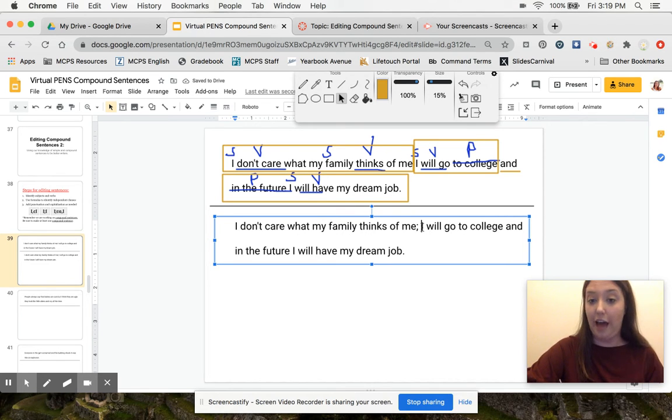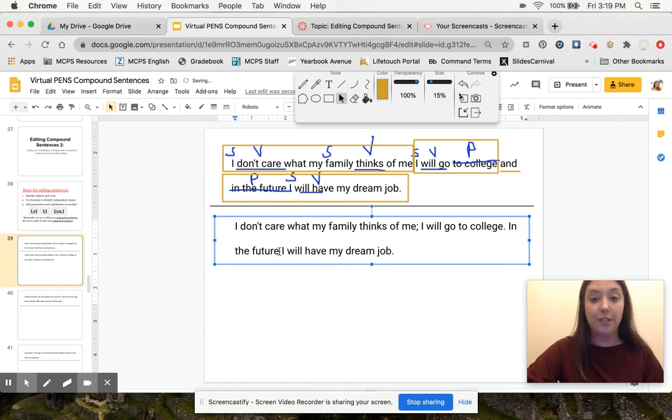And I is already capitalized because it's a pronoun, so I don't have to make more changes. But I will go to college. But then that is its own sentence as well. We don't want to have another fanboys word there. So I'm going to put a period and I'm going to capitalize this.